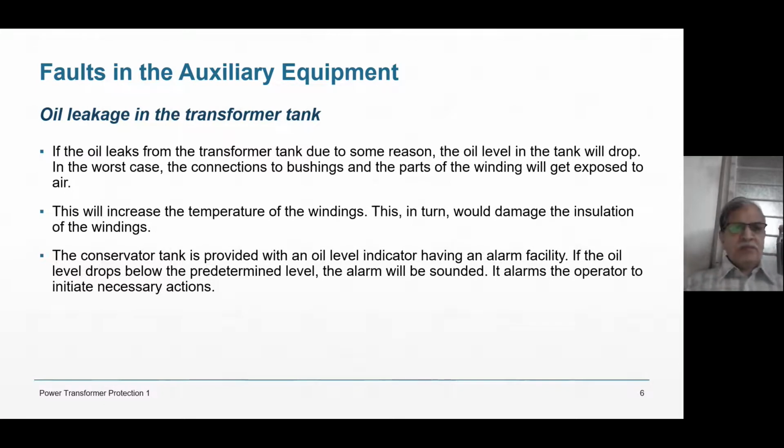So what are these faults? The first probability is oil leakage. Some hole happens and the oil very slowly is leaking through. So you might be knowing that transformer tank is fully filled, and there is a conservator tank above transformer, and between conservator tank and the transformer tank there is a pipe, and it is leading to conservator tank. Conservator tank is half filled with oil and the upper half is air.